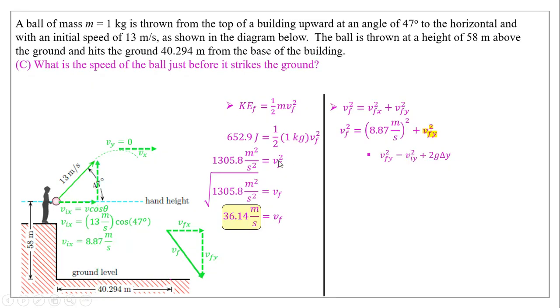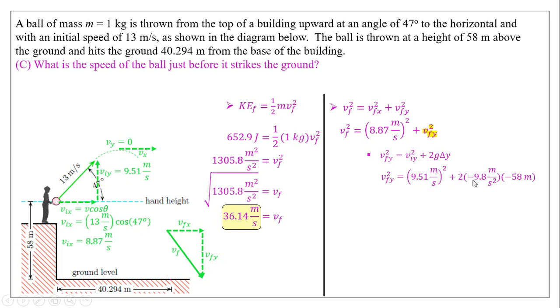Here, in the diagram, it didn't give you what Viy is, but I can find it. It's the same methodology as finding Vix. If Vix is Vi cosine theta, therefore Viy is just Vi sine theta. So if you punch in Vi being 13, sine of 47, that will give you 9.51. So I know what Viy is. So Viy is going to be 9.51. I want to square that.